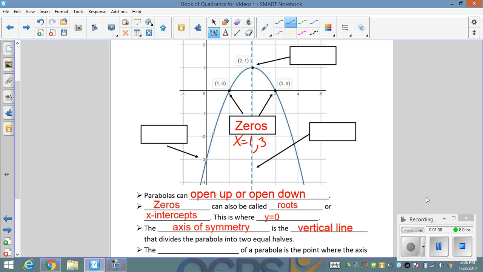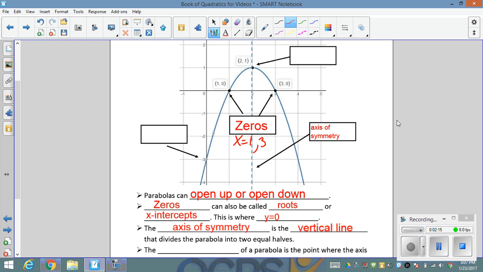The next definition, the axis of symmetry, is the vertical line that divides the parabola into two equal halves. So in this case, it's this dashed line going straight through the center. Now, notice if I fold my parabola up along those lines, the two sides are going to match up. That's because it's symmetric. It's got that reflectional symmetry. So the axis of symmetry is that line. This is the same concept as when you drew lines through butterflies and stars and things like that to show the lines of symmetry. Exact same concept.